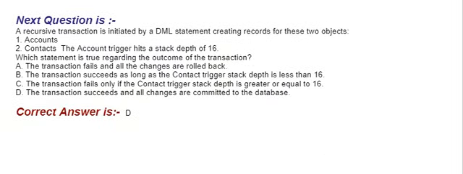The question is, a recursive transaction is initiated by a DML statement creating records for these two objects. First, accounts, second, contacts. The account trigger hits a stack depth of 16. Which statement is true regarding the outcome of the transaction? Option A, the transaction fails and all the changes are rolled back. Option B, the transaction succeeds as long as the contact trigger stack depth is less than 16. Option C, the transaction fails only if the contact trigger stack depth is greater or equal to 16. Option D, the transaction succeeds and all changes are committed to the database. Correct answer is option D.